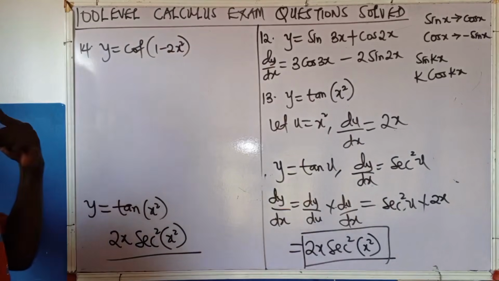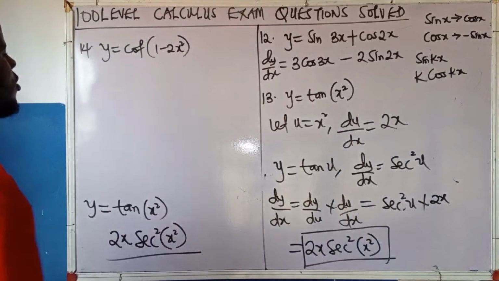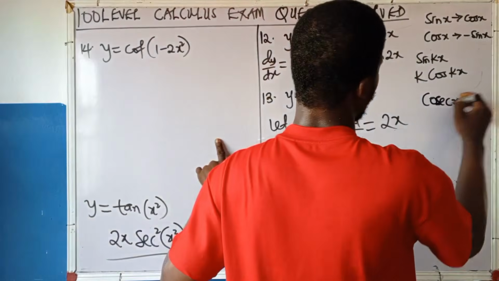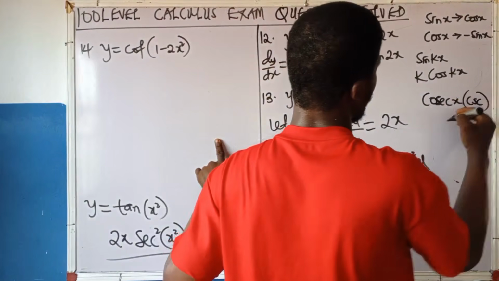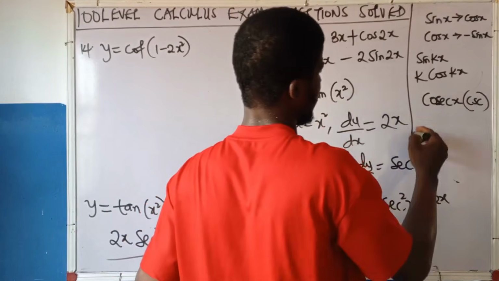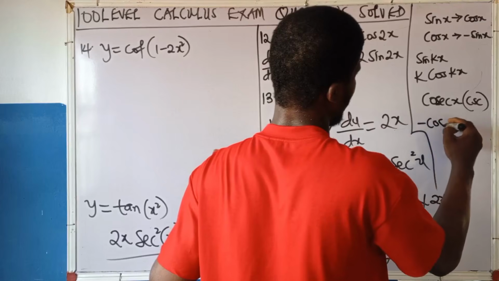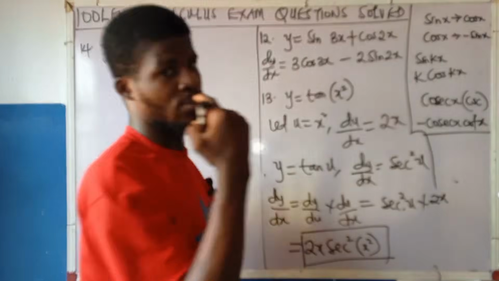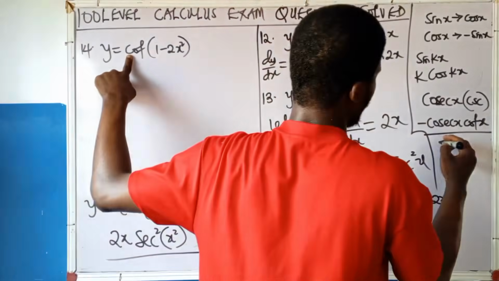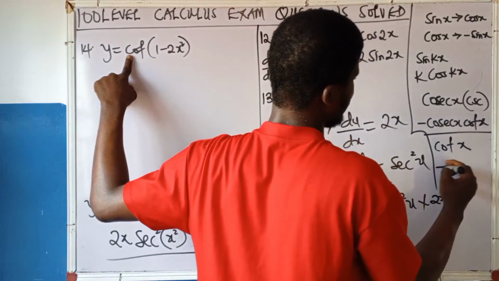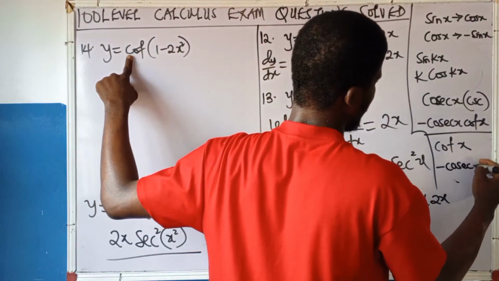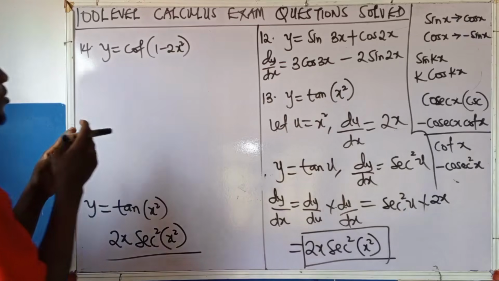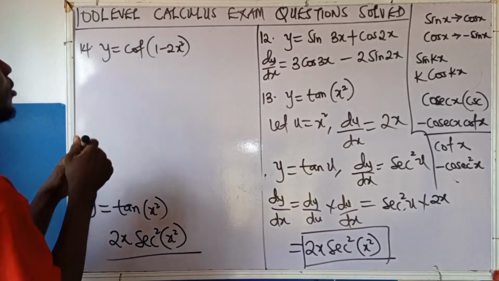Good. So if I want to apply the shortcut here, take note. If you differentiate cosec, which is written as csc, you are going to get minus cosec x cot x. But if you differentiate cot x, you are going to get minus cosec squared x. That's it.